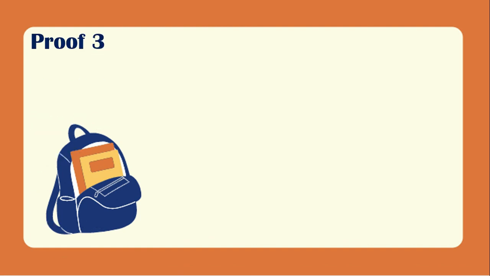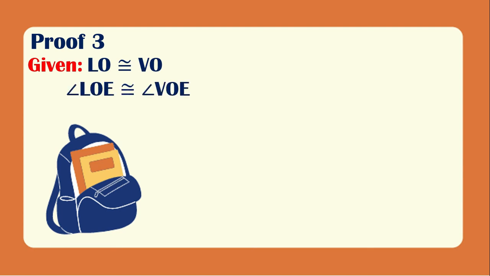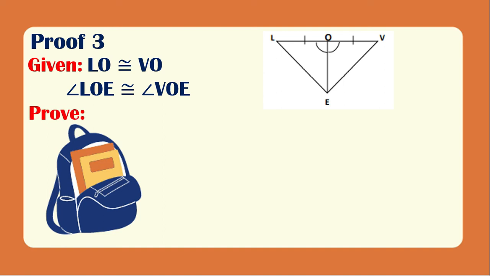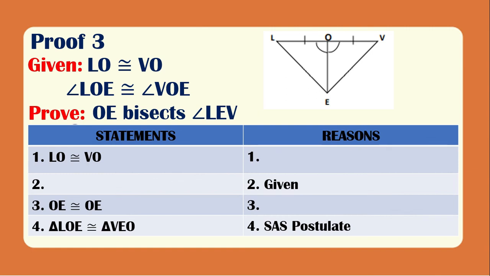Let us have proof number 3. Given LO is congruent to VO and angle LOE is congruent to angle VOE, using this illustration, we need to prove that OE bisects angle LEV. We will have the two-column proof. The first statement is LO is congruent to VO. What is the reason? The reason is the word given. The second reason is also given, so the statement will be angle LOE is congruent to angle VOE.